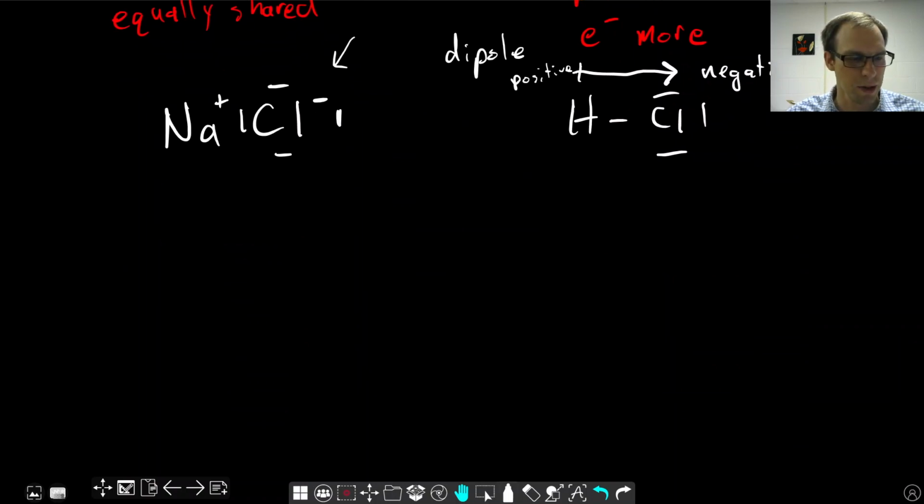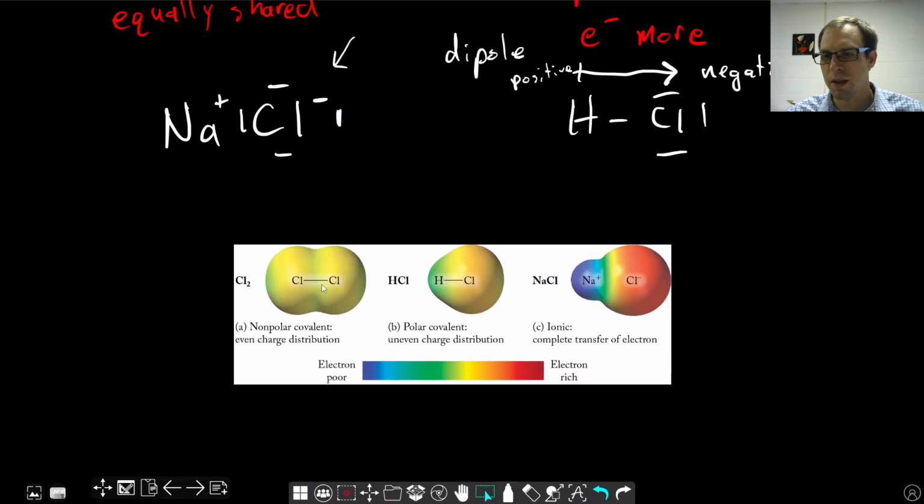We can also look at this graphically using a figure from your textbook and see that this exists on a continuum. These are the 3 compounds we looked at already. In chlorine, if the colors are all about the same, that means the electrons are spread evenly across the molecule. In HCl, we get a little bit of electron-poor positive on the hydrogen side, and a little bit more electron-rich in the oranges here on the chlorine side. Whereas in sodium chloride, where there's true transfer of an electron, sodium has become very electron poor because it's a completely positive charge, and chlorine has gotten this extra electron, so it's very electron rich. That's another way of looking at this.